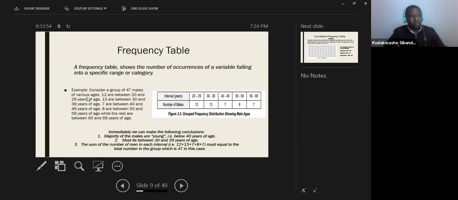But this kind of information, it's very hard for you to deduce if it is in written format, right? Then also you can see that most males lie between 30 to 39, which is correct, because this is the category that has the highest frequency, right? The highest number of occurrences of that variable. Then also here you can sum all the number of the males. If you add everything here, you must get 47. Right. So that's the purpose of a frequency table.